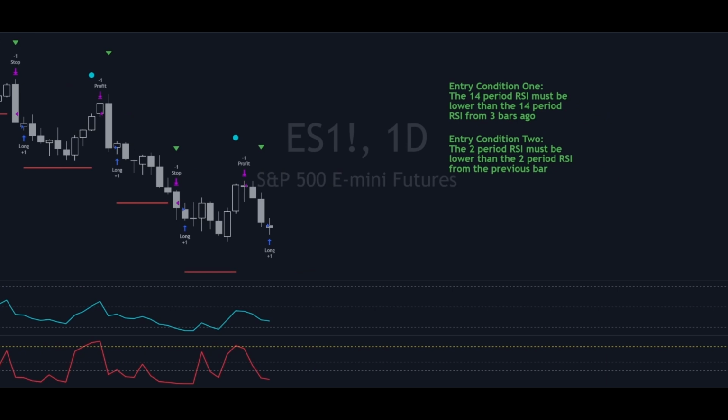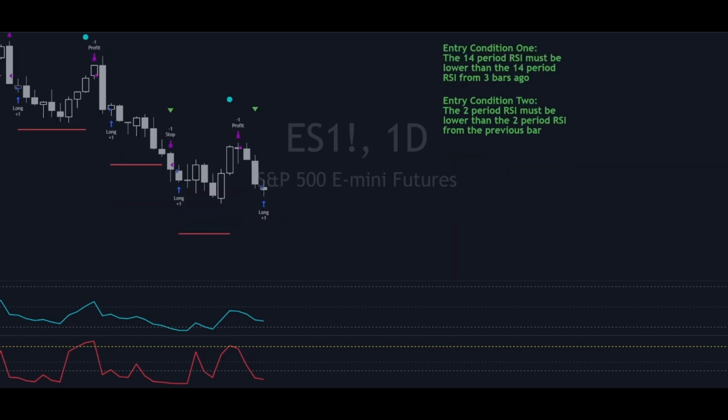Now, the way the code is written is that it has placed a green arrow above the bar that triggered the conditions. And when you hover on that green arrow, it'll bring up the information about the RSIs that triggered the condition. So here we can see that the 14-period RSI on this bar is at 37.12, whereas 3 bars ago it was at 46.12. The 2-period RSI on this bar is 13.42, whereas on the previous bar it was 41.99. That means that both our entry conditions have been met. And so we will enter a long position at the opening price of the next bar.